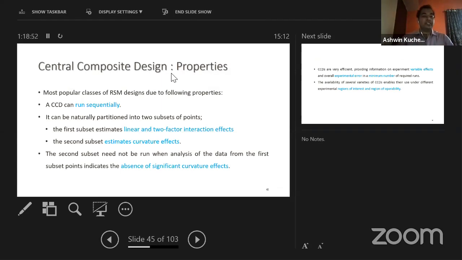Now, central composite designs can be run sequentially. The first subset estimates the linear and 2-factor interaction effects, and the second subset estimates the curvature effects. The second subset need not be run when the analysis of data from the first subset indicates the absence of significant curvature. Meaning, if from the factorial points we see that there are no significant factors or there is an absence of significant curvature, there is no necessity to run the second subset. Directly change your current operating condition and start your second experiments.